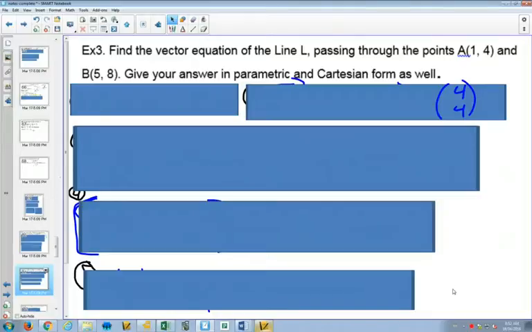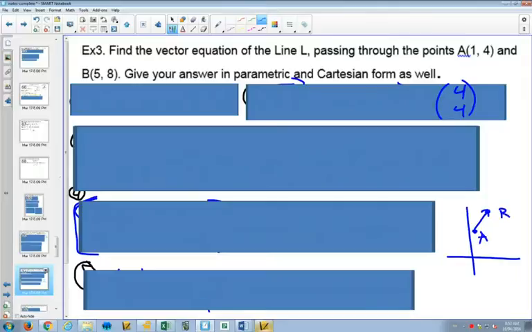So for this equation, you've got 2 points, but you're not given the direction vector. But if you draw a little picture of this, A is at 1, 4, so that would maybe be about there, and B is at 5, 8. There's AB. How do I get vector AB? I know vector A, I know vector B. So I can just go back to the origin and then to B, and that will give me vector AB.